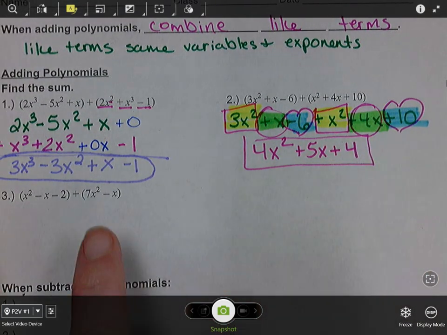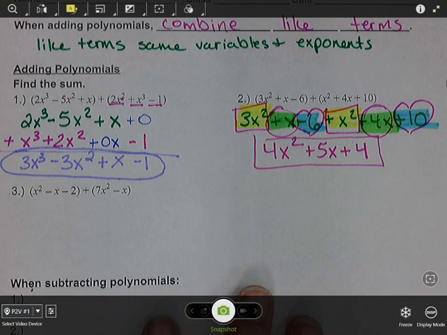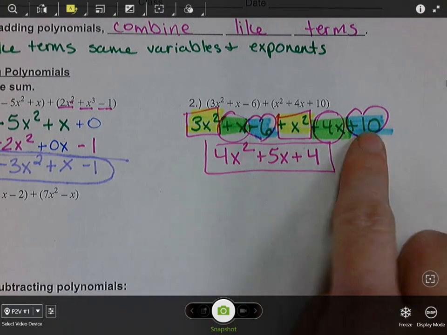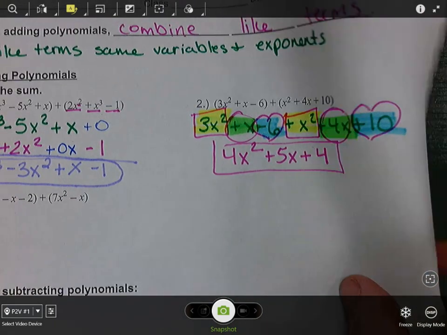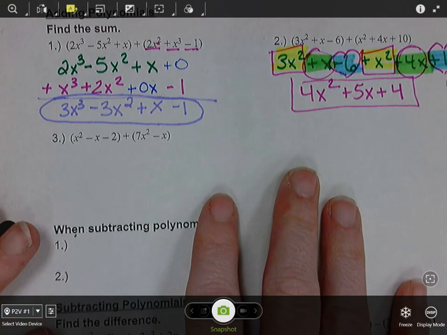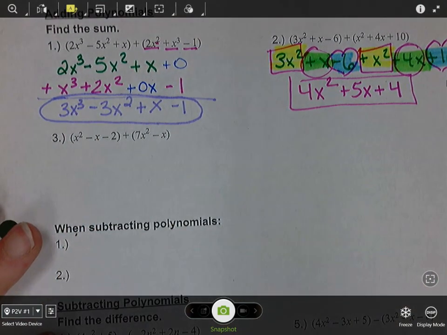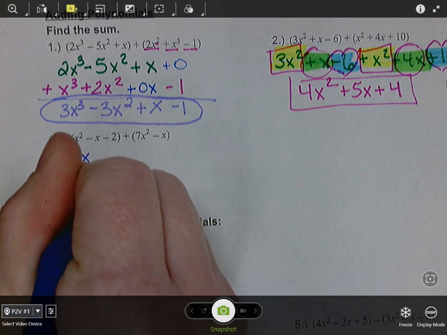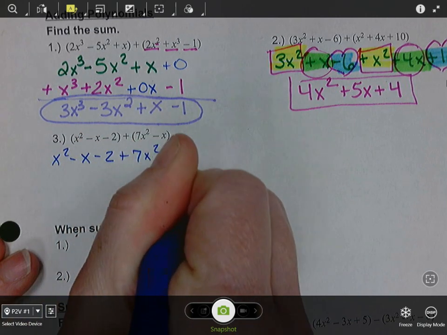Okay. So hopefully this next one has that. It does. Okay. So number 3. Is everybody okay if I use this method here where we just combine the like terms? Yes. Okay. Number 3, x squared minus x minus 2 plus 7x squared minus x. So first thing I'm going to do is just rewrite it without the parentheses. So x squared minus x minus 2 plus 7x squared minus x.